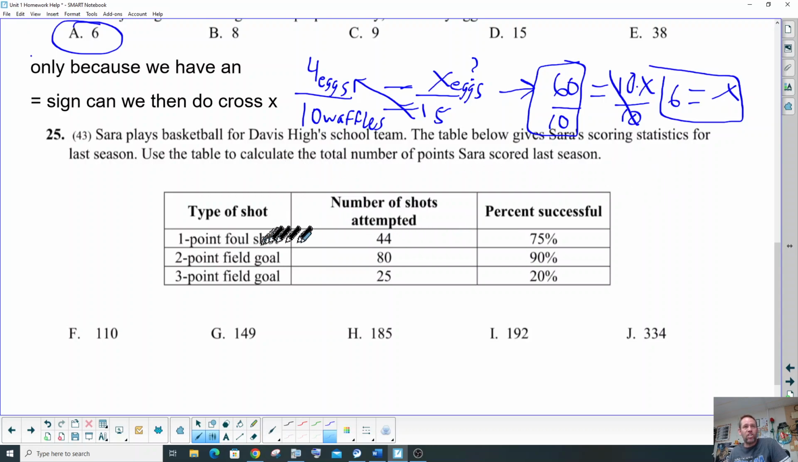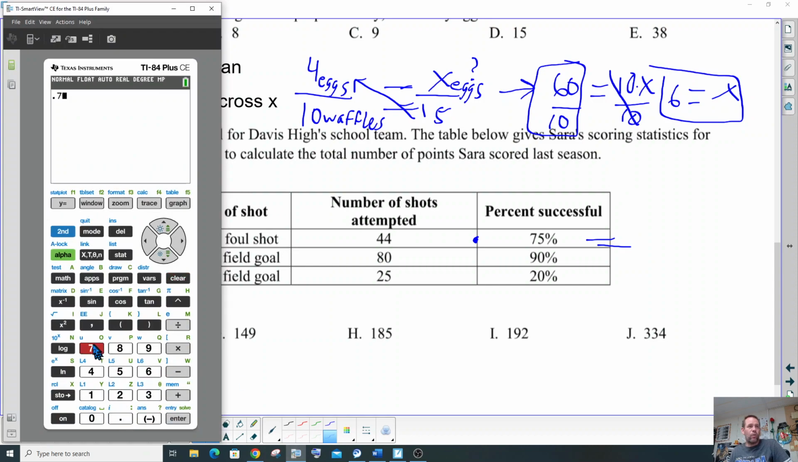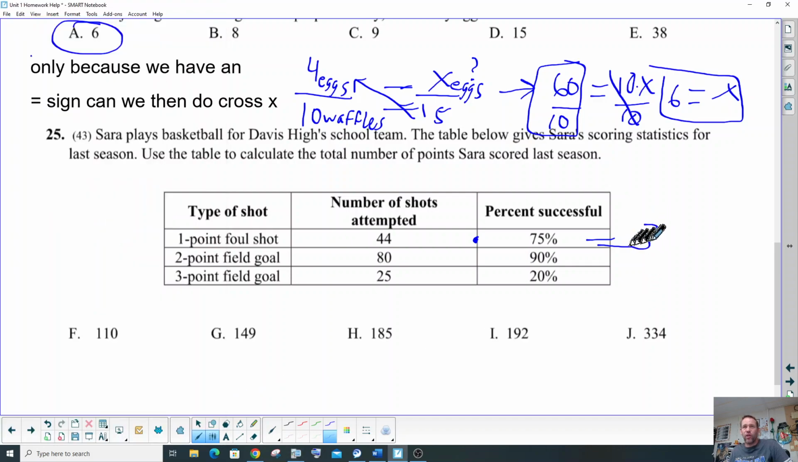Okay, so her 1-point shots, she attempted 44, and she was successful 75% of the time. So what is 75% of 44? We're going to go ahead and use our calculator and do 0.75 times 44 shots. And so she actually got 33 one-point foul shots. So that's 33 points so far.